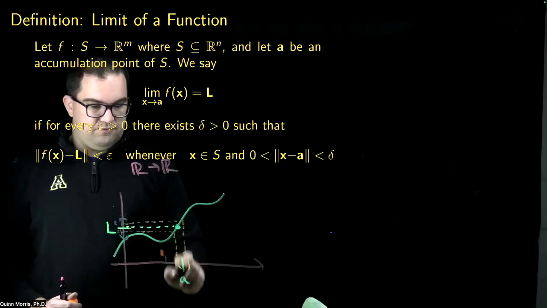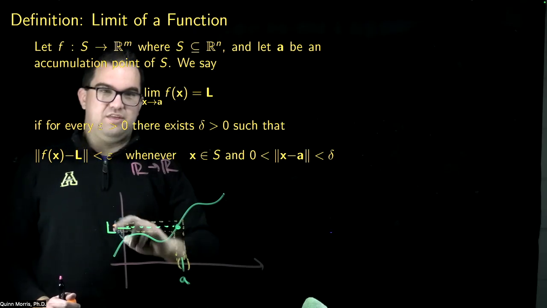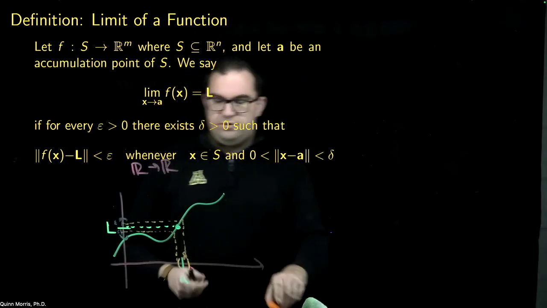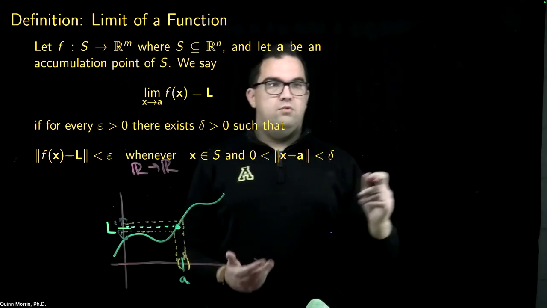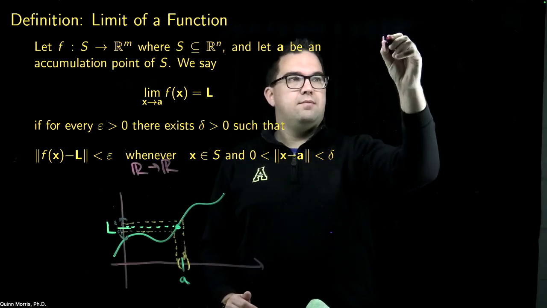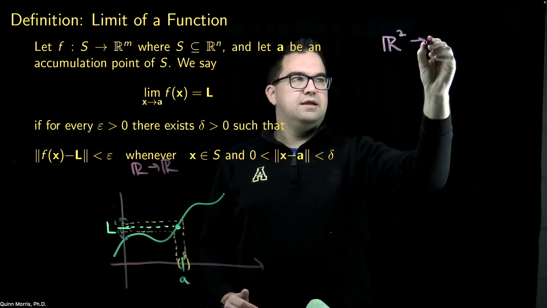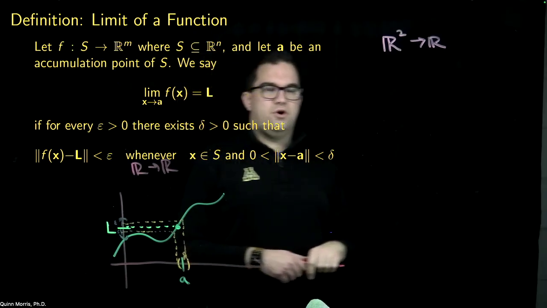All the outputs for my inputs that are within delta of A, all of the outputs are within epsilon of L. Okay. So that was sort of the picture we typically drew for a function from R to R. What would we do now if we're thinking about, say, a function, and because this is one we can more easily visualize, what about just a function from R2 into R?